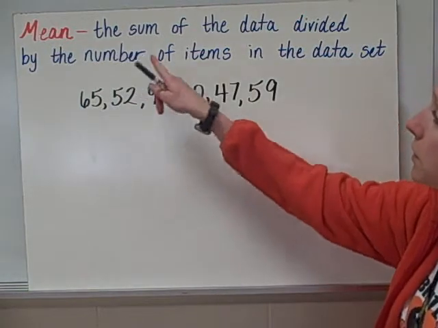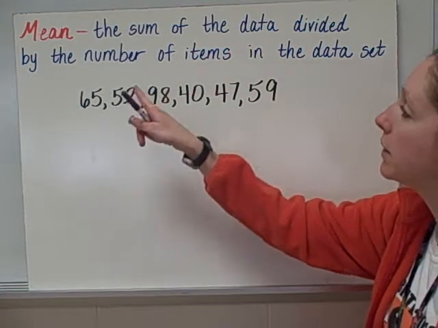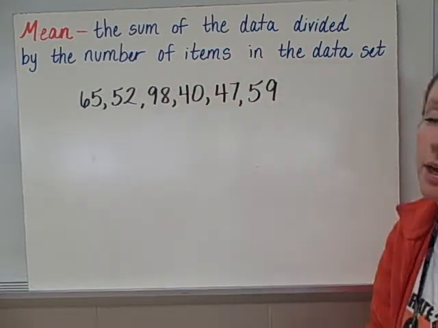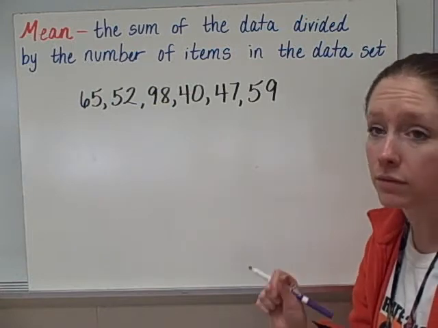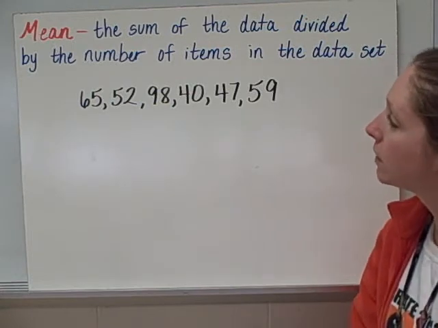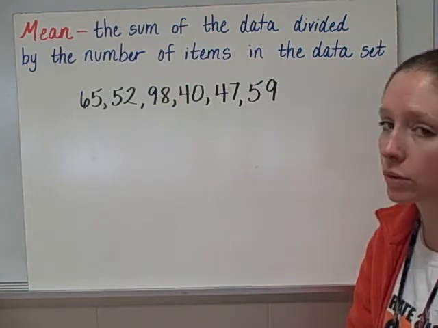Mean stands for the sum of the data divided by the number of items in the data set. So mean is a way that we find the center of data. We do it by adding up the numbers and dividing by how many numbers there are.